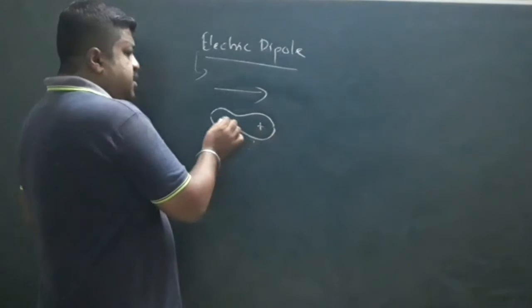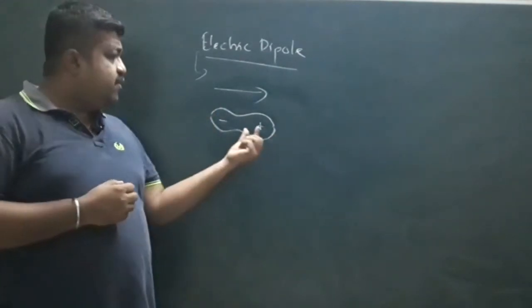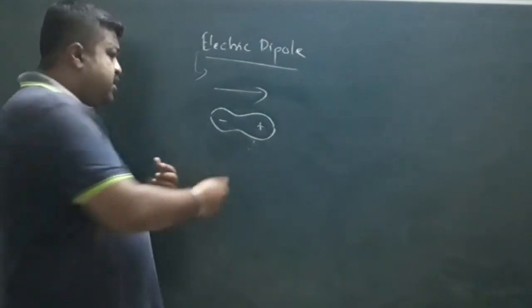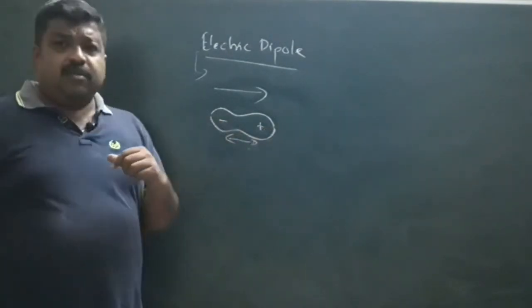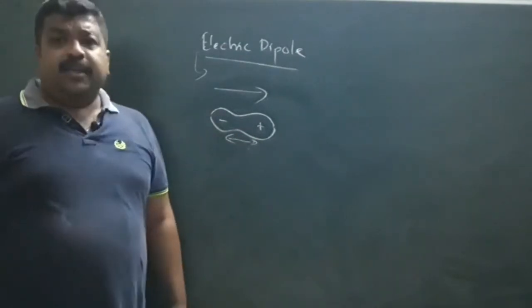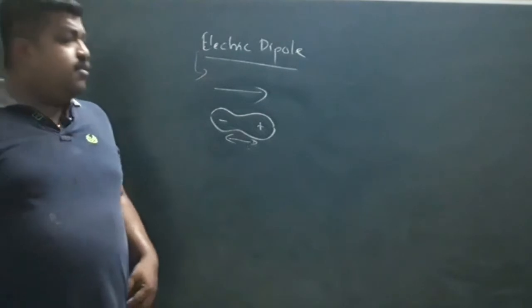So this is the positive charge, this is the negative charge. The centers of the clouds have now separated by a small distance. This is the positive charge cloud, this is the negative charge cloud. So this is now a dipole. The overall charge, again, as I told you, will be zero.